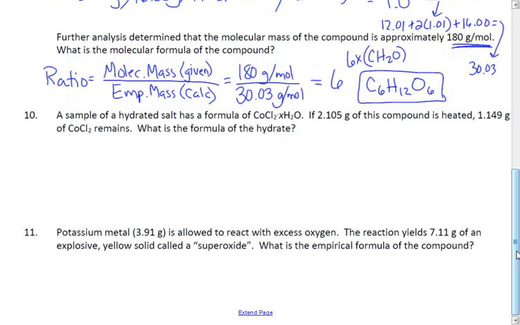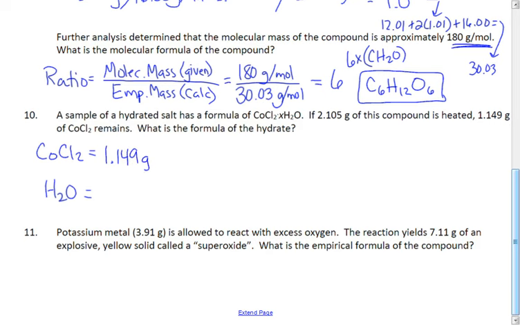If you have a hydrated salt with a formula of CoCl2 and then some amount of water trapped in there, we're going to break this down into 2 parts. The anhydrous compound, the part that would have water removed, and then the water. And it says that together it weighs 2.105 grams. So that's all of it together. We have 1.149 grams of the cobalt chloride once the water is driven off. So we're going to have 1.149 grams here.